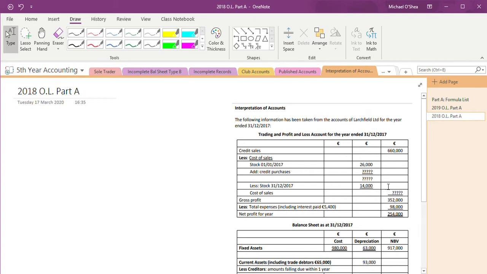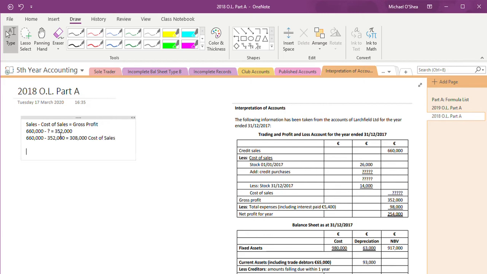The simple way to look at it from the start is I have my sales and I have my gross profit. Therefore, I can get my cost of sales. So sales minus cost of sales is equal to gross profit. My sales figure is 660,000, my cost of sales figure we don't know, and my gross profit figure is 352,000. 660,000 minus 352,000 is equal to 308,000, which is my cost of sales.